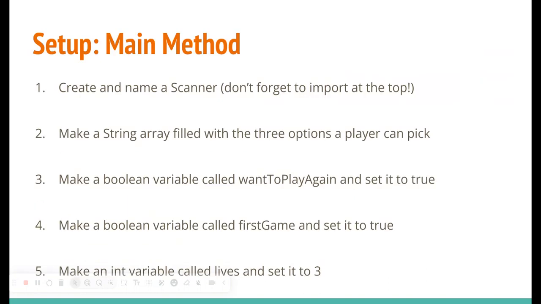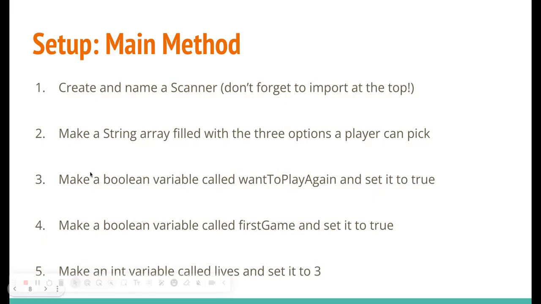So first, let's set up the main method. Once you create a main method, you're going to create and name a scanner. And don't forget to import Scanner at the top. Second, you're going to make a string array filled with 3 options that a player can pick: rock, paper, or scissors.